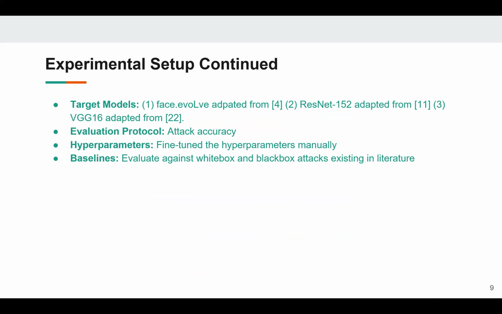So here, the experimental setup is continued. For the target models, they use three models: FaceNet, ResNet-152 and VGG16, which have been adapted from different papers. For evaluation protocol, they use attack accuracy, which was defined before. They tune their hyperparameters and evaluate against white box and black box attacks existing in the literature.